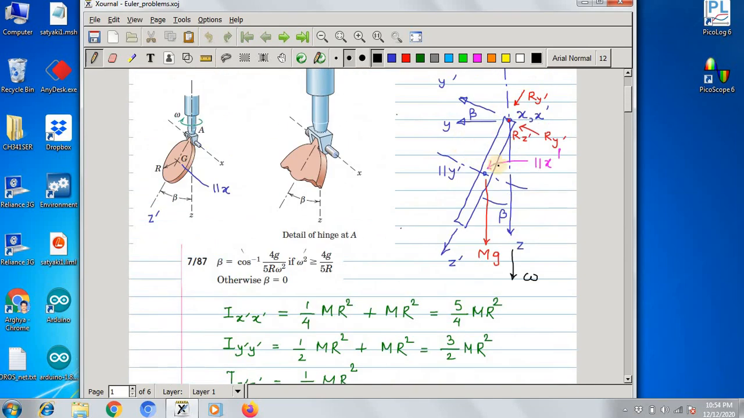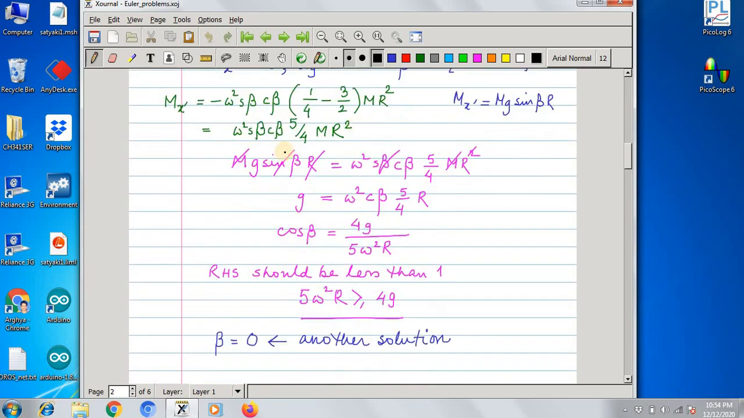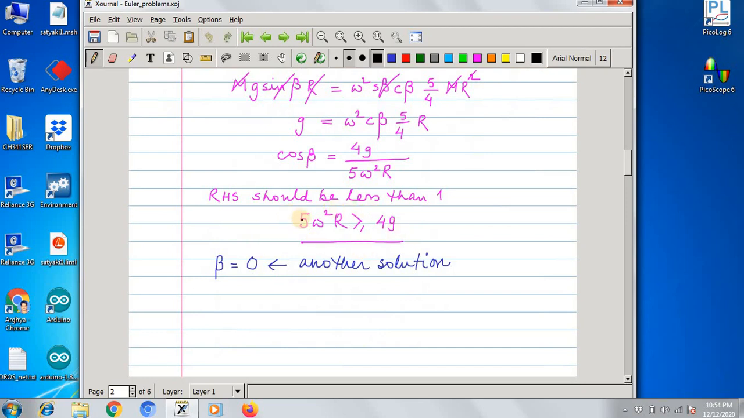So this is mg multiplied by this, oh sorry, this is r, this is beta, so mg multiplied by r sine beta. So mg multiplied by r sine beta is this, so cos beta is this. Now as cos beta cannot be greater than 1, the right hand side has to be less than 1, and this is one condition, that 5 omega square r should be greater than 4g at least.